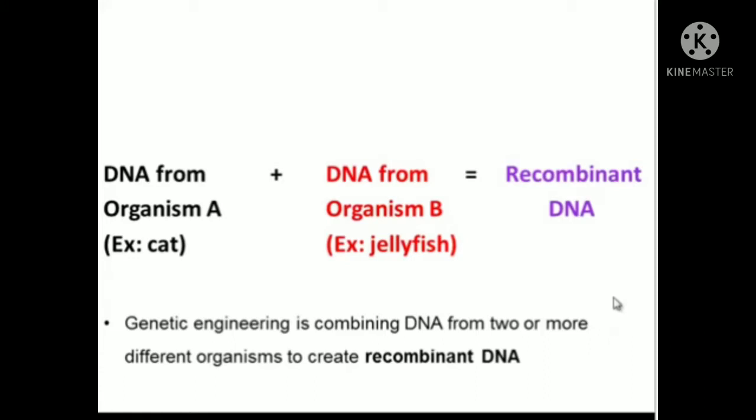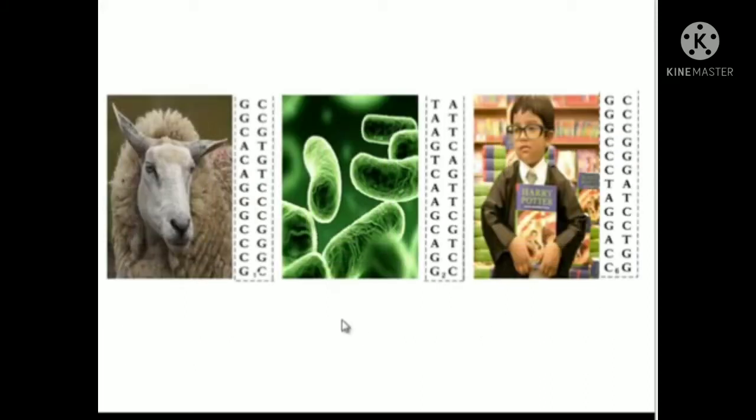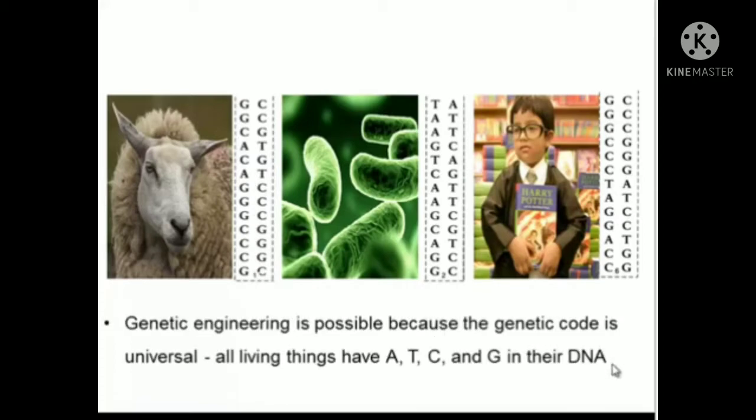Well, the key is that the genetic code is universal. So if we were to take a look at the DNA of this animal, the DNA of this bacteria, and the DNA of this little boy, we would see some differences, but they are all made up of A, T, C, and G. Now, the sequence might be different, but they're speaking the same language, and because the genetic code is universal, we can combine DNA from different organisms, and genetic engineering is a reality.